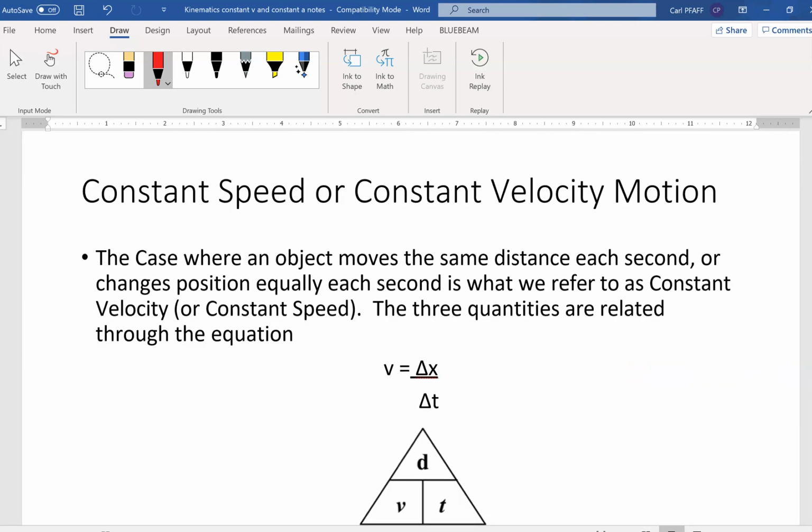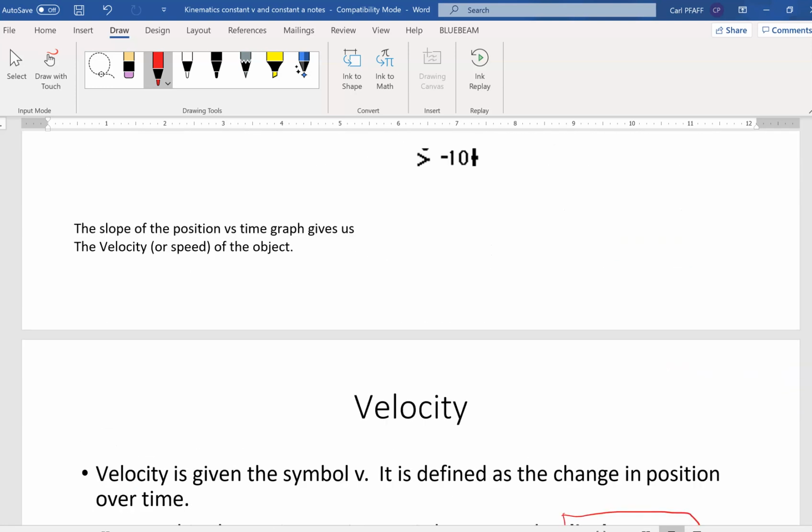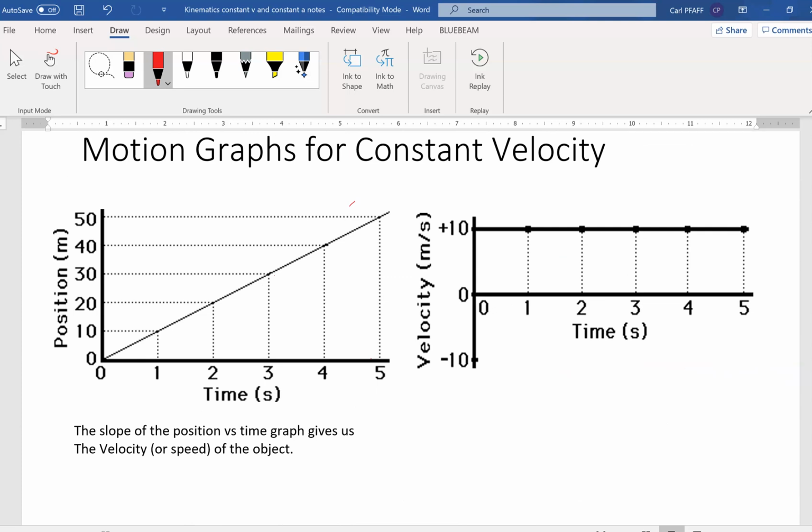Now back here, when we looked at constant velocity graphs, we see that with my constant velocity, I'm always at 10, 10, 10, 10, 10. My velocity is not changing. My acceleration in that case is always 0. With constant velocity, A is always equal to 0.